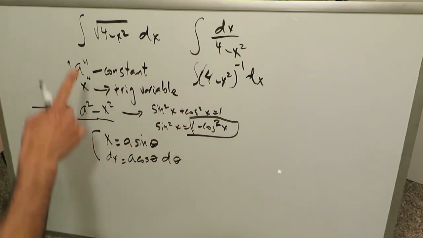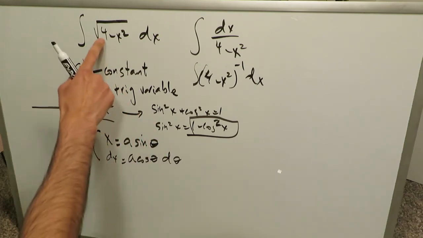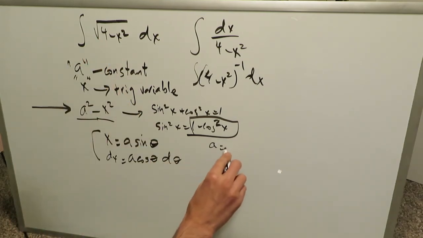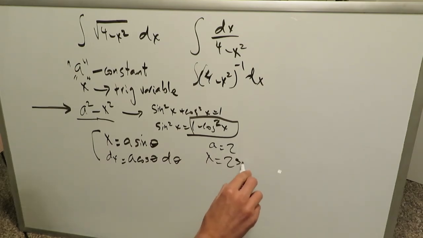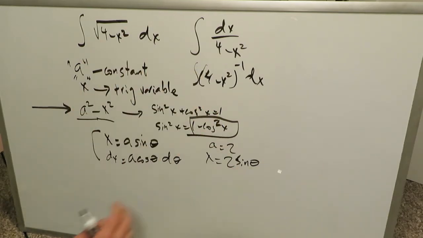So how does this play out in this role? If you're seeing the 4 over here, you're thinking a is equal to 2, and then x over here is equal to 2 sine theta. I'm not going to solve these out. I'm just showing you the framework of how this plays into the future integration that we'll see.